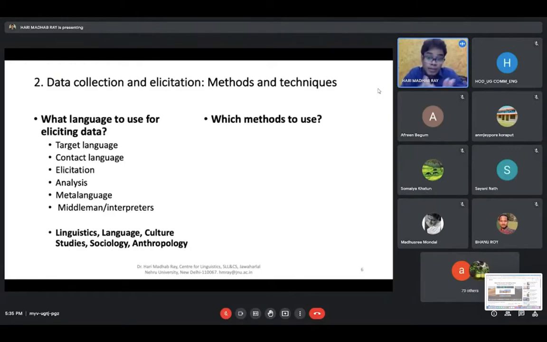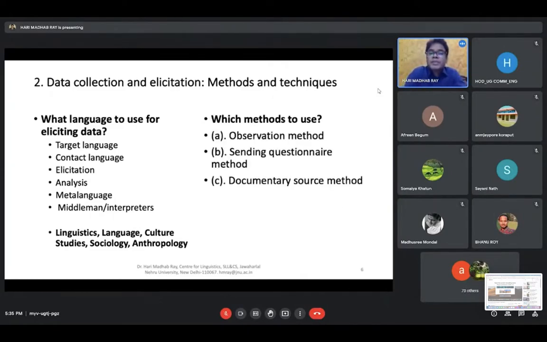Okay. Now, beginning this lecture, Professor Dr. Indrala Guho has already talked about different types of methods. And in today's lecture, I'll be talking about those different types of methods. So, which methods to use? Okay. So, which methods to use?